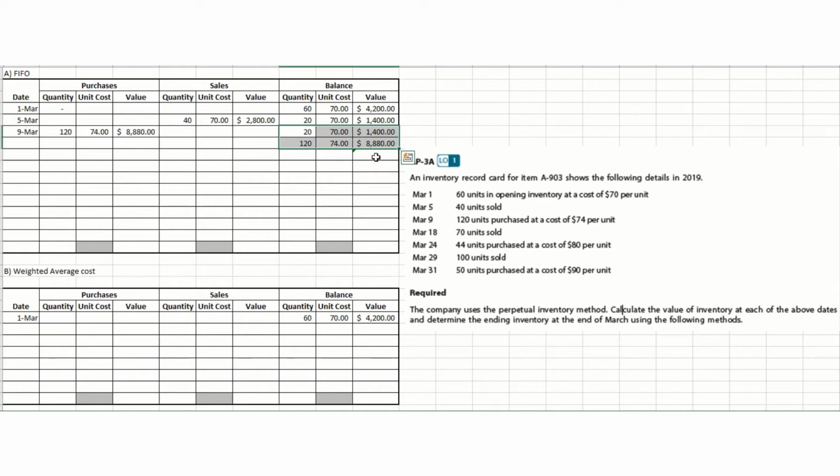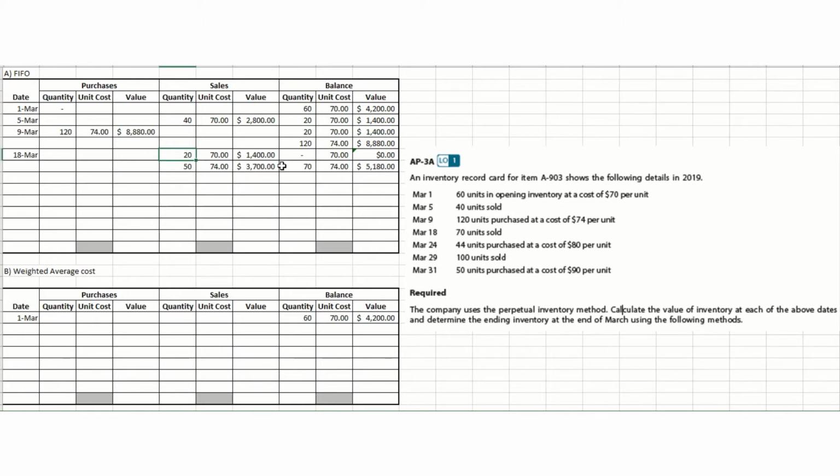March 18th, we sell 70 units. So in this situation, we actually have to break down our sale into two components. We only have 20 left at the $70 rate, so we will sell the first 20 of those 70 at the $70 rate and 50 at the $74 rate. Remember, this is all about the cost of goods sold, not necessarily what we actually sold them for to the customer. This is about the cost of our inventory.